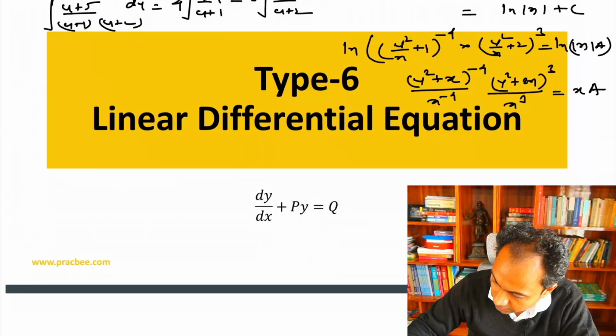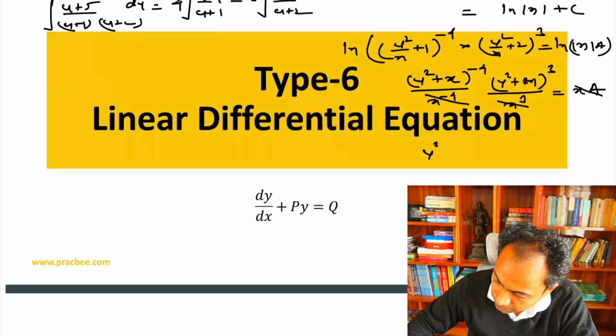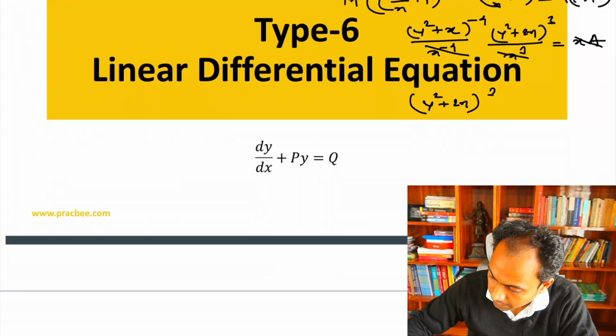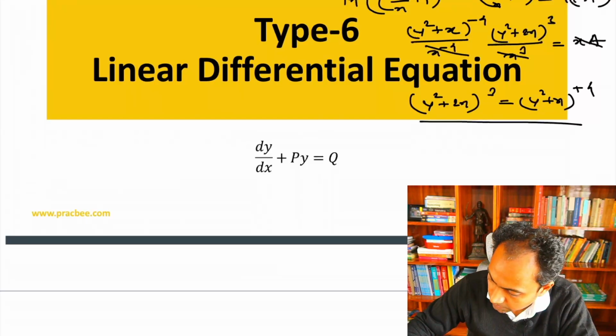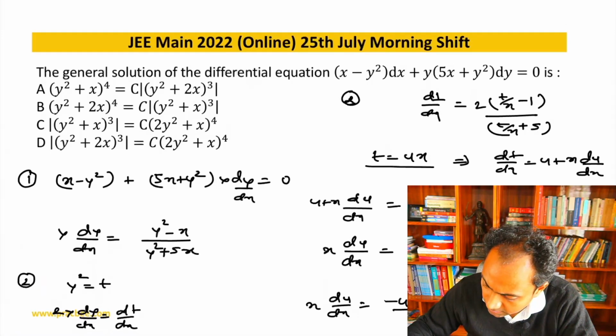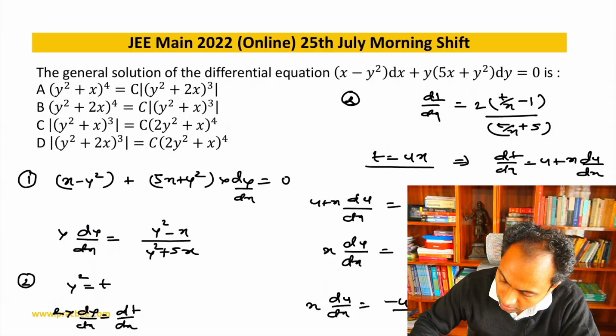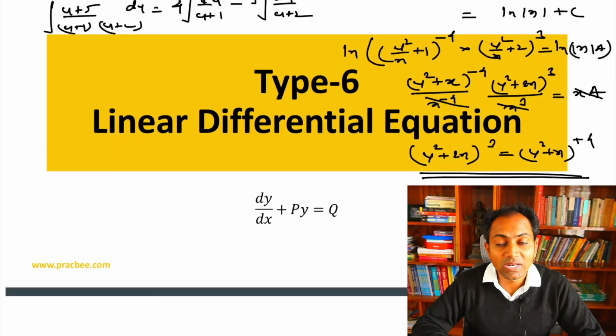Now we can see that if I cross multiply all the things, these three things will get cancelled out, and what we will be able to get is (y square plus 2x) whole cube. This will be equal to (y square plus x) raised to the power 4. Now let us check the option. So you can clearly see that my A option matches.